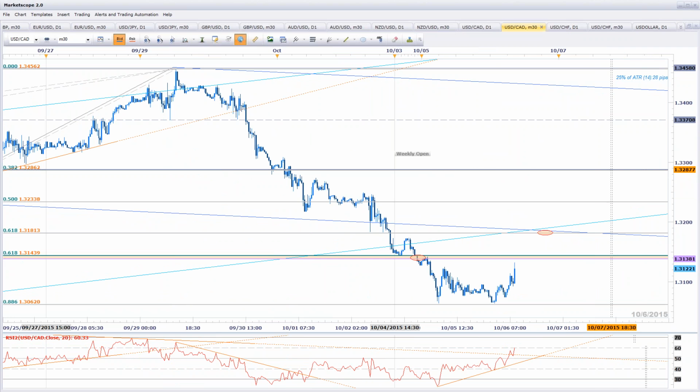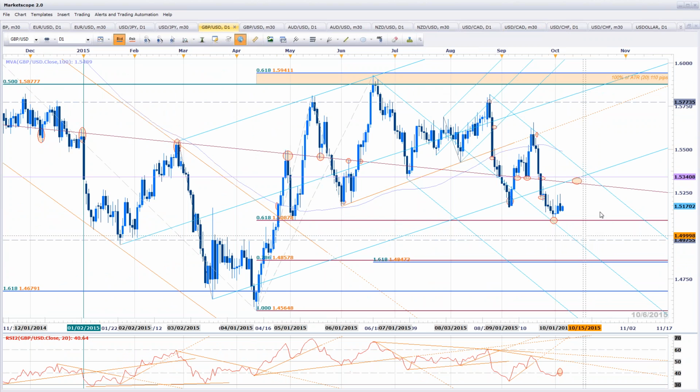All right, so let's jump into the sterling. Here's what the British pound looks like, first of all, on the daily, and you're absolutely right, Mark. I was looking at that level too, 50.85. I have it at 50.88. It's the 61.8 retracement of the entire 2015 range.